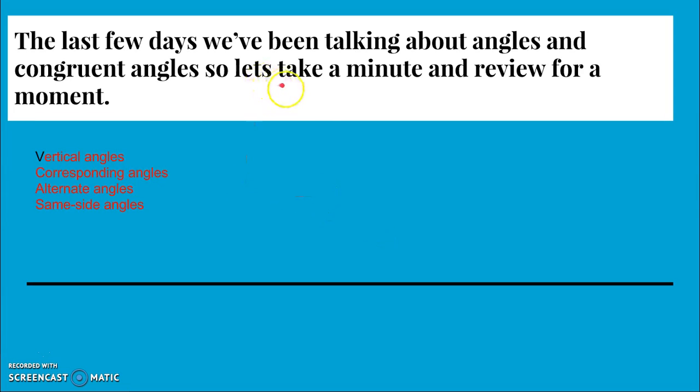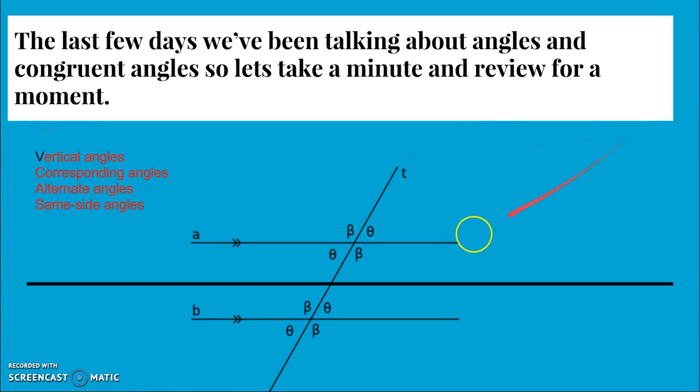Alright, so the last few days we've been talking about angles and congruent angles, so let's take a minute and review just for a second here. We talked a lot about vertical angles, corresponding angles, alternate angles, and same side interior angles. Alright, so here we have this figure that should be familiar to you. We have two parallel lines here. Now again we denote those with these double arrows here, and this is our transversal T.